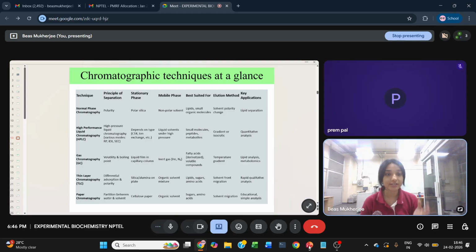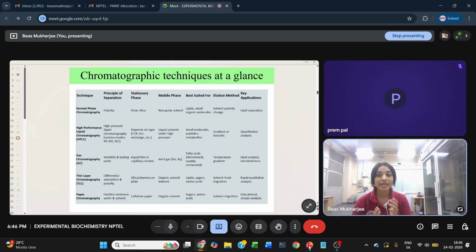Now we have normal phase HPLC. How is it different? Here also we take into account the polarity of the molecules. Here we have polar silica, mind that. There we had non-polar silica, here we have polar silica. Okay, and non-polar solvents are used. Then we have lipids and small organic molecules, polar solvent polarity change, etc. All of these are elution methods, and lipid separation is done using normal phase HPLC.